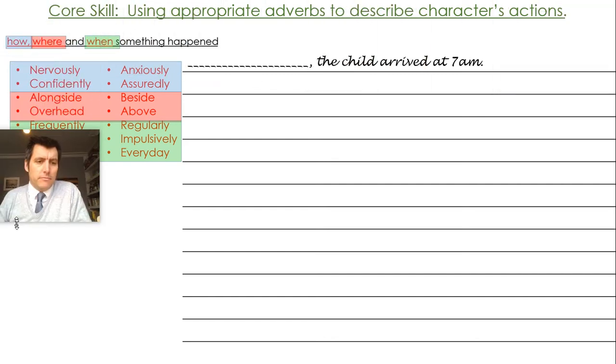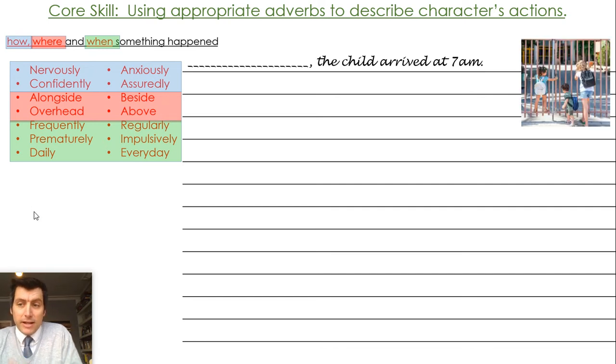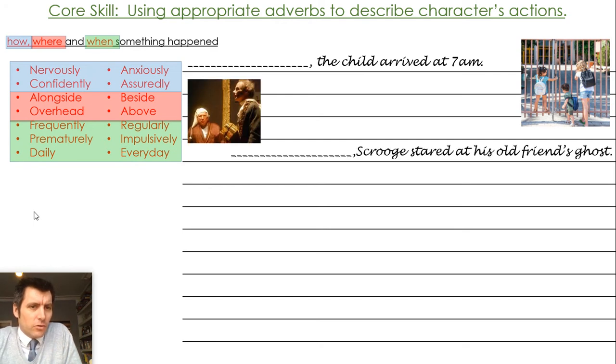Okay, so we've got a child arriving at 7 a.m. Now, you know when school opens, it's not that early. So if they're arriving at 7 a.m., on a sunny day, what's the word going to be about the timing? Or now looking at Scrooge, thinking back to the Christmas Carol.